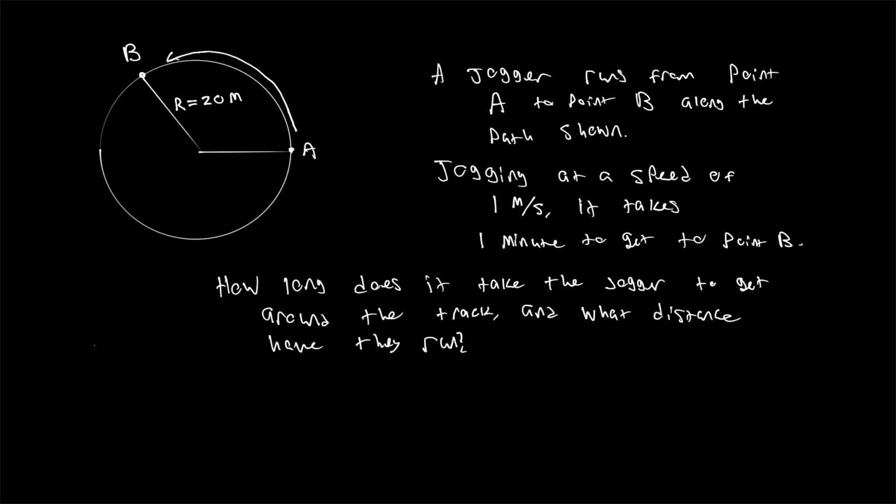We're just going to give some example problems, which will kind of help you get the idea of radians. So in this example, we have a jogger running from point A to point B along the path shown. So they're going up, going basically counterclockwise from point A to point B. They're jogging at a speed of 1 meter per second. And it takes them 1 minute to get to point B. We're asked to find how long it takes the jogger to get around the track, as well as what distance they cover in that duration.